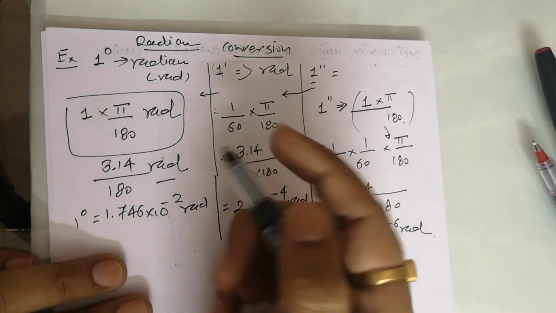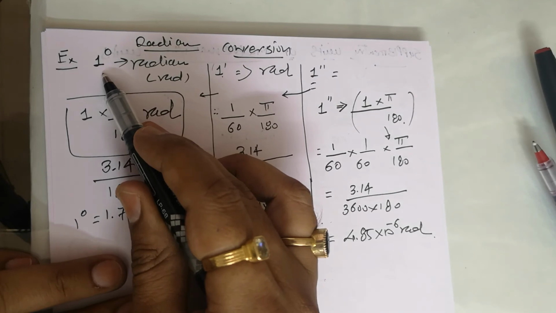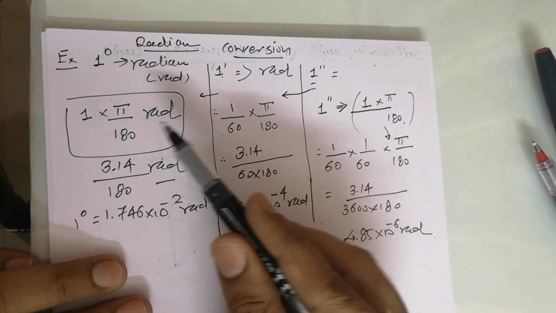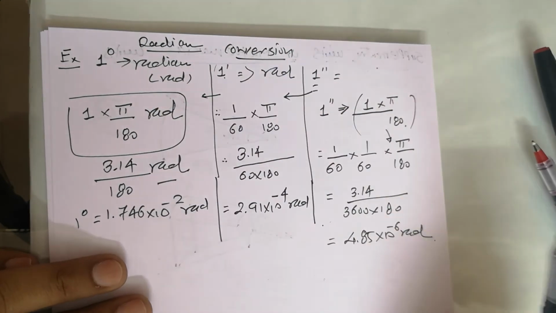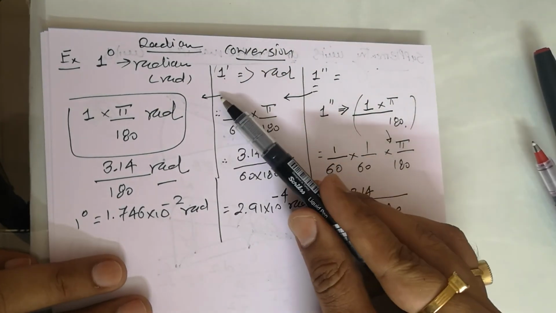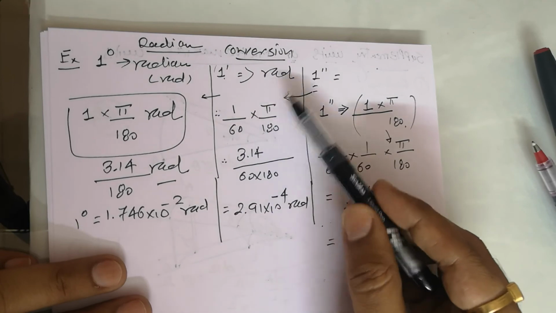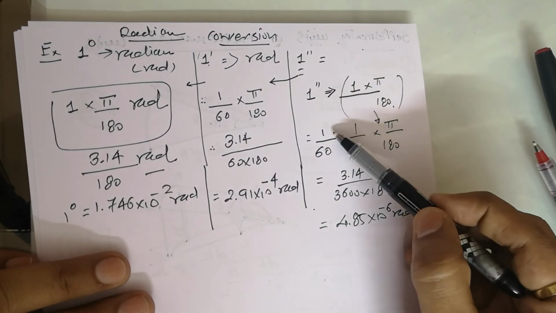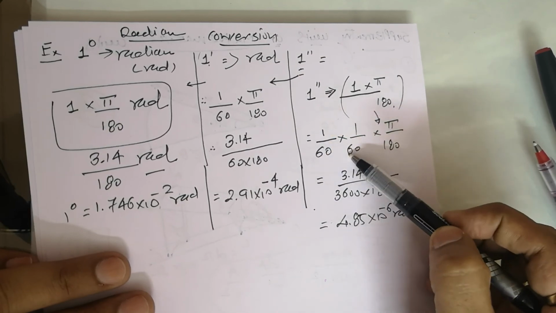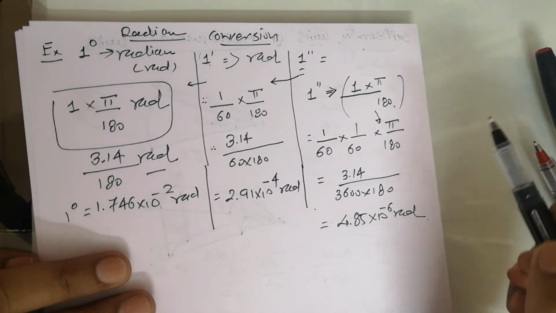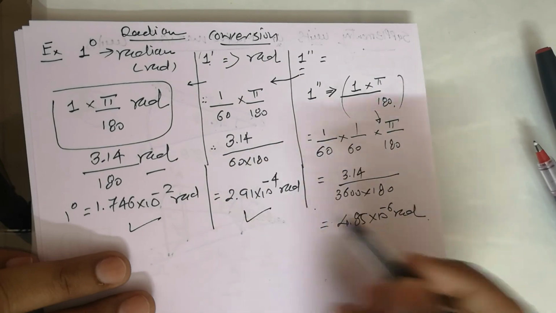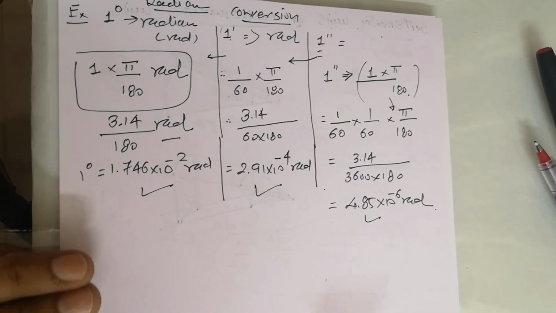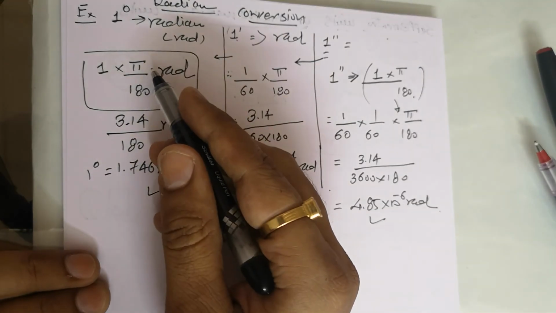So this is how you can convert. Whenever you have angles in degrees, only multiply by pi upon 180. Whenever you have minutes, divide by 60 and then multiply by pi by 180. And whenever you have seconds, first 1 divided by 3600, then multiply by pi upon 180. You can directly remember these values. Hope it is quite clear how we convert degrees, minutes and seconds into radians.